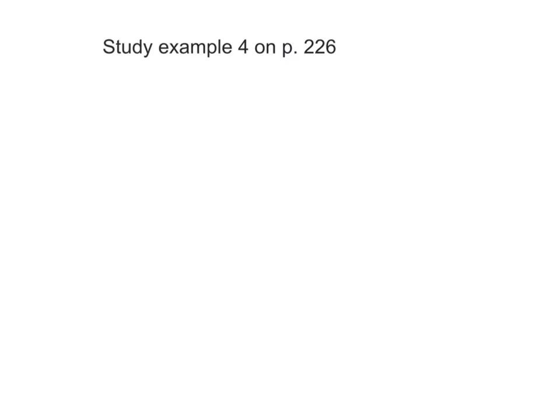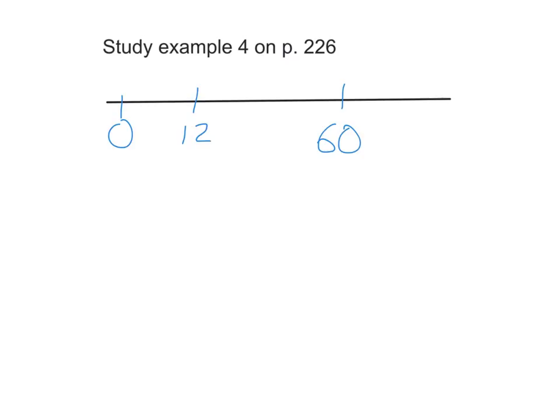Pause the video to study the question and example on page 226. In this example, you have to be born, so you can't be 0, so that's an open circle. And you have to be 12 or younger, so closed circle on 12, and all the ages younger than that down to being born. And then 60 or older would be all the ones from 60, closed circle going up. So that's the final graph of this problem.